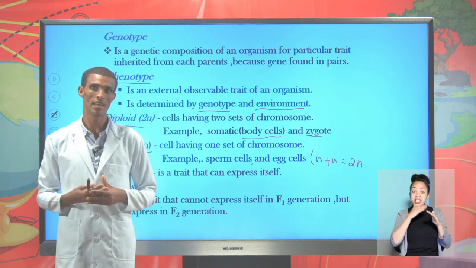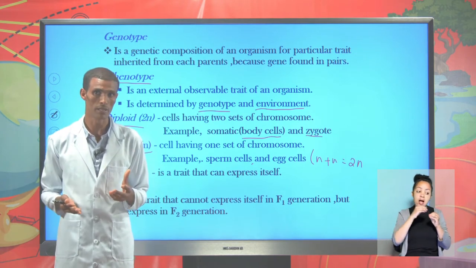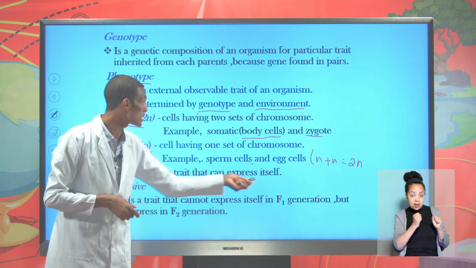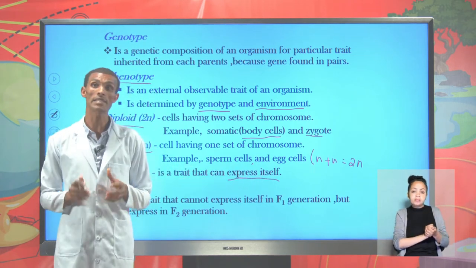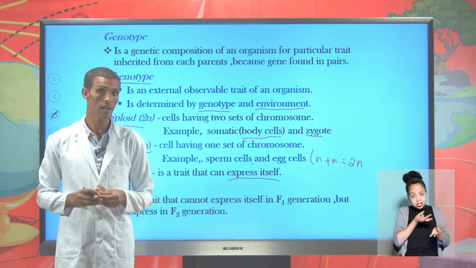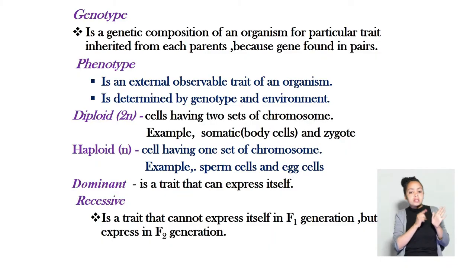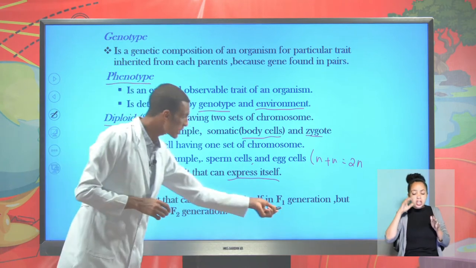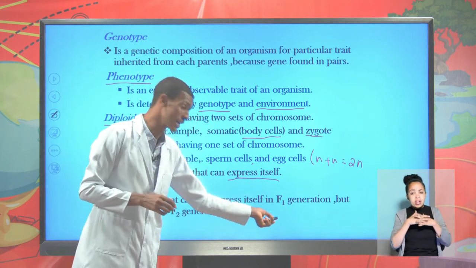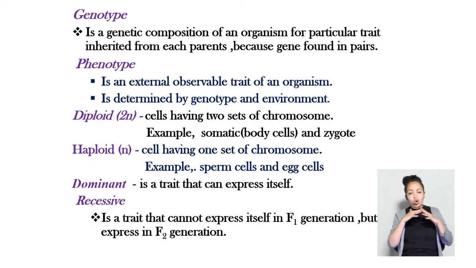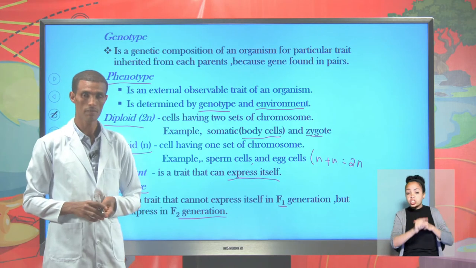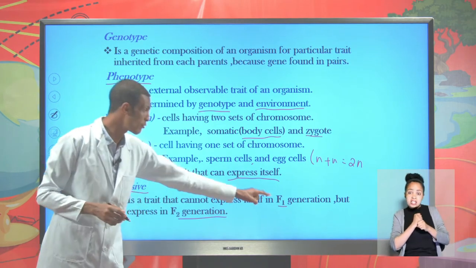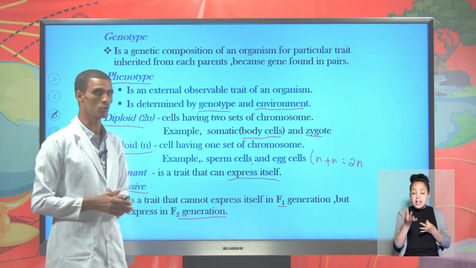The next point is dominant and recessive. When you say dominant, it is an externally observable trait that is capable of expressing itself. We will see what expression means. When you say recessive, it is a trait that cannot express itself. For example, in a Mendelian cross, when one homozygous character and another homozygous character are crossed, the recessive character is masked in the F1 generation, but can be expressed in the F2 generation.